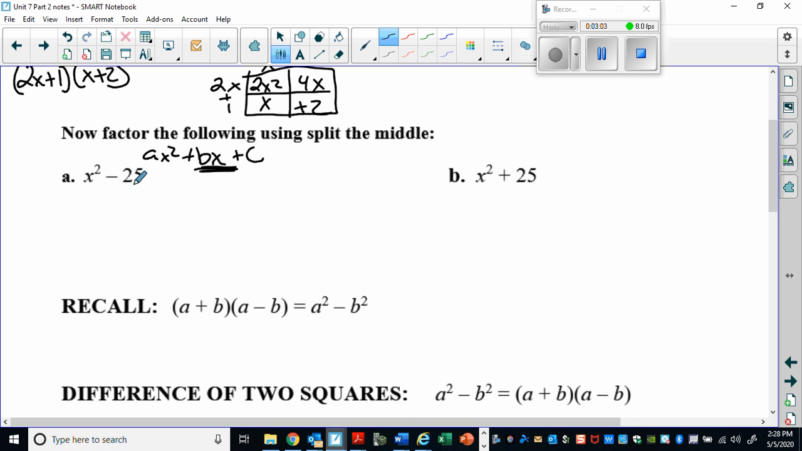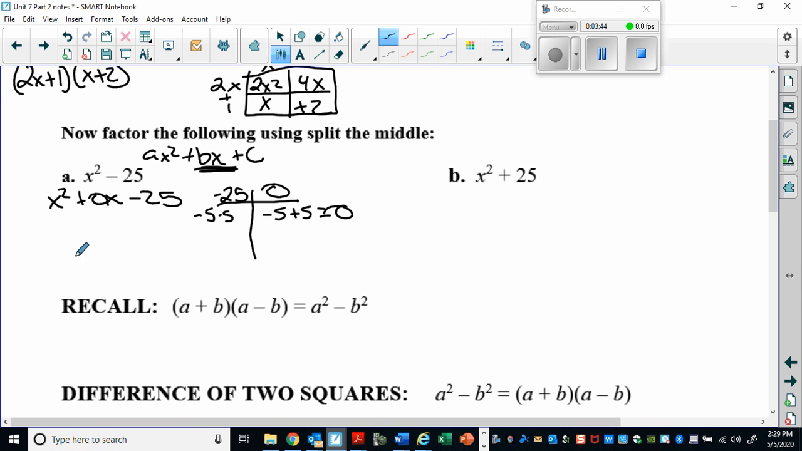Well, when there's a term missing, it can also be labeled as 0, right? So if I put this down, x squared plus 0x minus 25, that is essentially the same thing. So now we have our trinomial quadratic. So we do a times c, which is going to be negative 25. And then we have our b, which is 0. So we're looking for two numbers that multiply to negative 25 and add to 0. So that's going to be negative 5 and 5, which gives us negative 25, and negative 5 plus 5 equals 0.